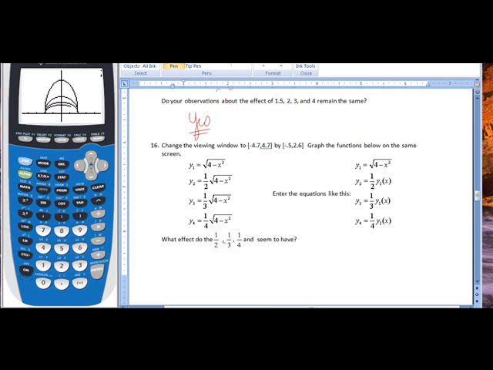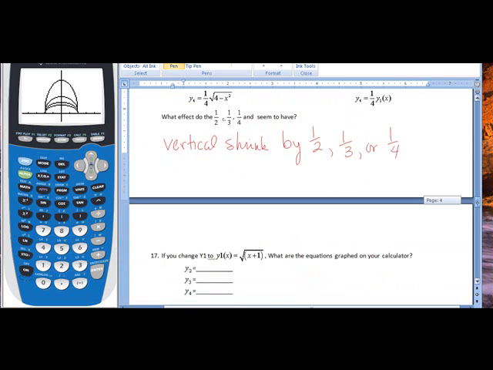So each one of those is getting shorter. So we're shrinking the graph down. So what I see is a vertical shrink. The first one is 1/2 as tall, so we're shrinking by a factor of 1/2, 1/3, or 1/4. Another way of talking about that is a vertical compression, where you're squishing or compressing the graph.